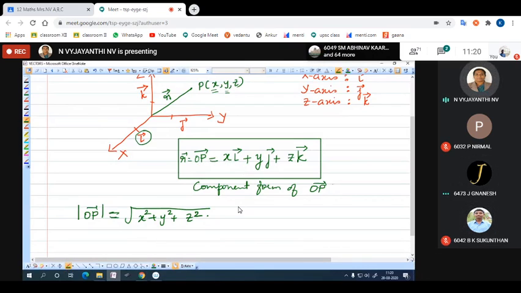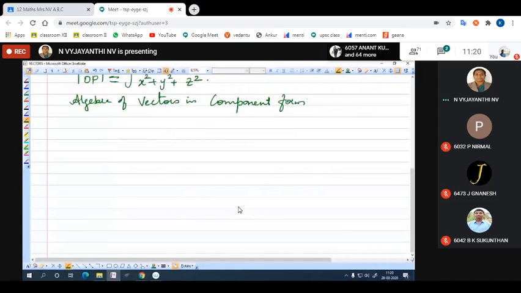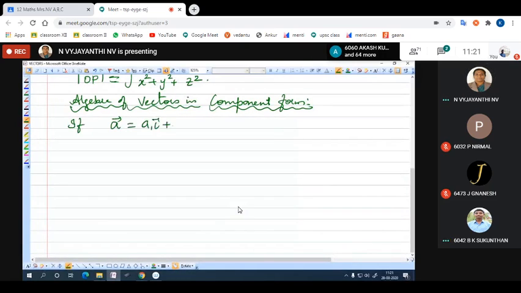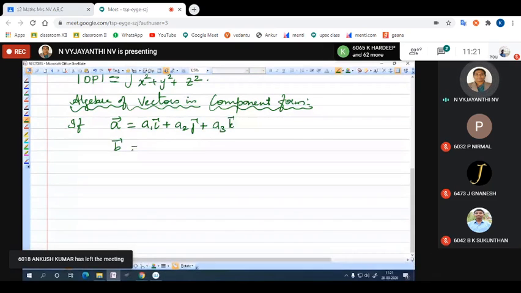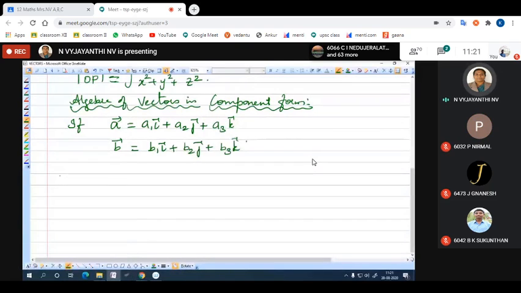Okay. So now we are going to see how the values that are given in component form of vectors are operated on. Take a vector as a1 i vector plus a2 j vector plus a3 k vector, and b vector as b1 i vector plus b2 j vector plus b3 k vector. How will you add a vector plus b vector with this component form?